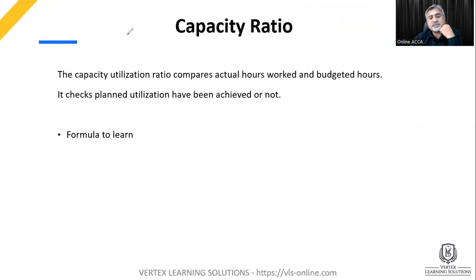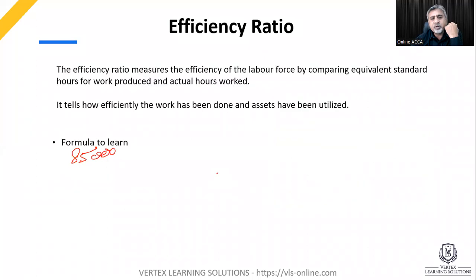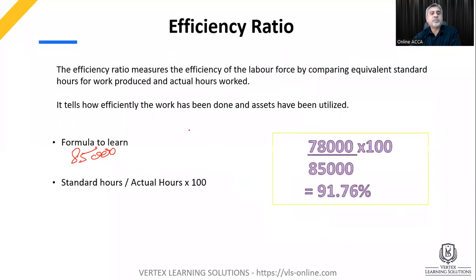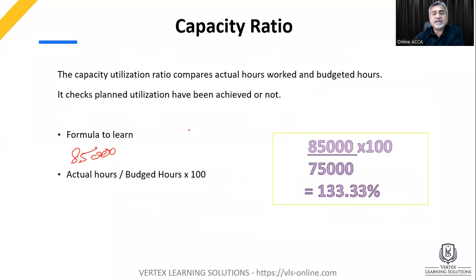Then we calculate the next one, which is the capacity ratio. The formula for the capacity ratio is actual hours divided by budgeted hours. How much were actual hours? Actual hours worked are 85,000. And how much were budgeted hours? If I go back to the first screen, because you might not remember, this was budgeted hours. We thought 75. You take budgeted hours from the budget.